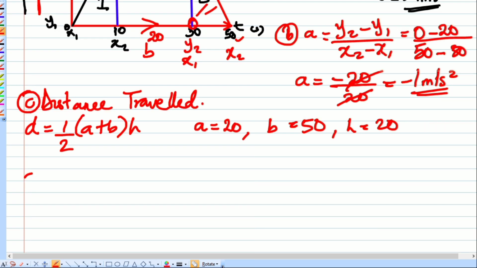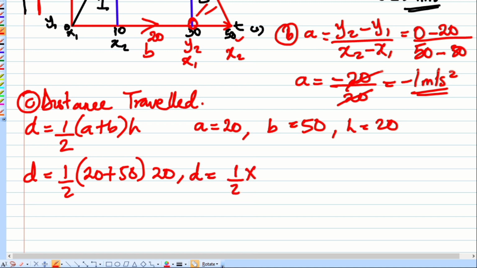So our total distance covered will be 1 over 2 brackets 20 plus 50 times the height, which is 20. So we have D equal to half times 20 plus 50, which is 70, times 20. So 2 into 20 is 10. So 70 times 10 is 700. So the journey is 700 meters. I prefer this method because it's very fast.